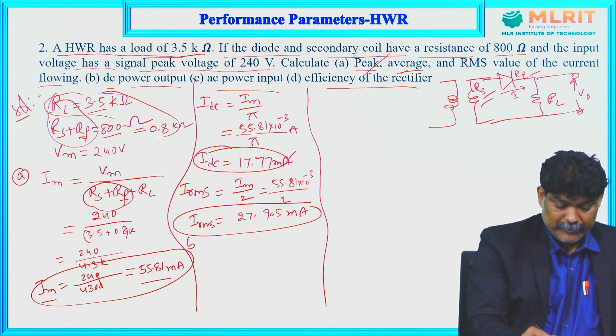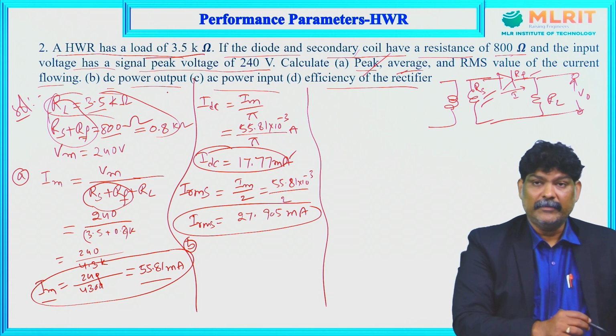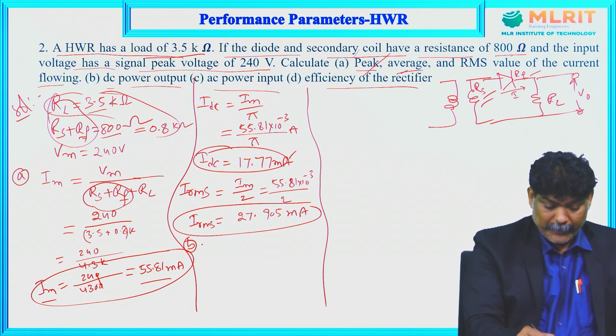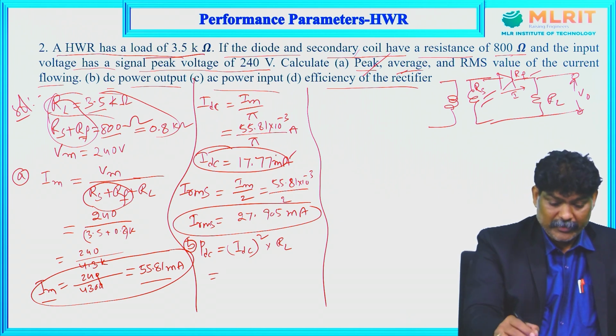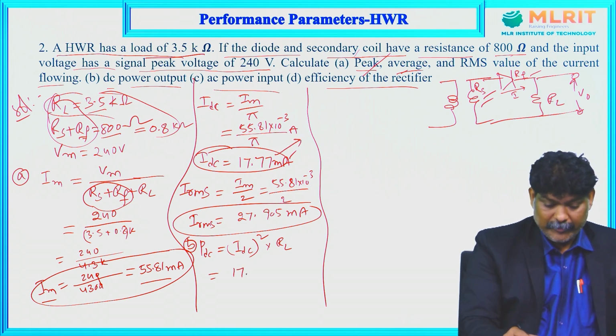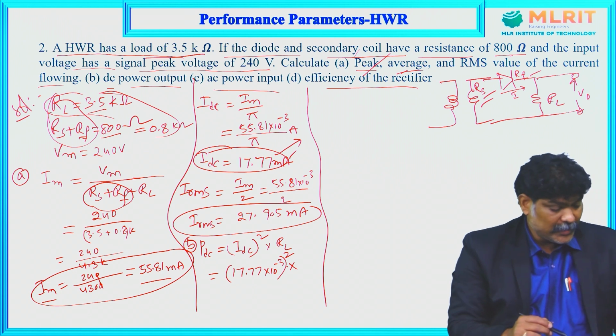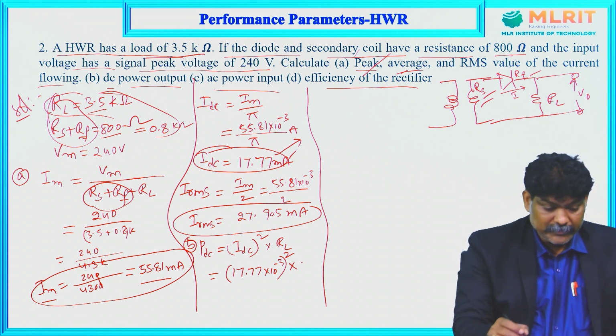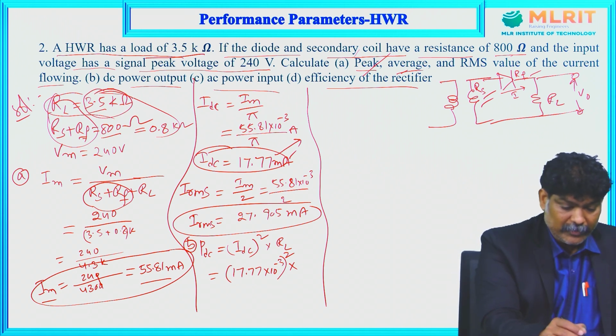B bit. What is B bit? B bit is DC power output. So PDC we have to calculate. So how to calculate PDC? IDC square into RL. So what is IDC? Just now we have got IDC, this is the value. So 17.77 into 10 power minus 3 whole square into RL. So what is RL value? RL is 3.5 kilo ohm, or we can write 3500 ohms.